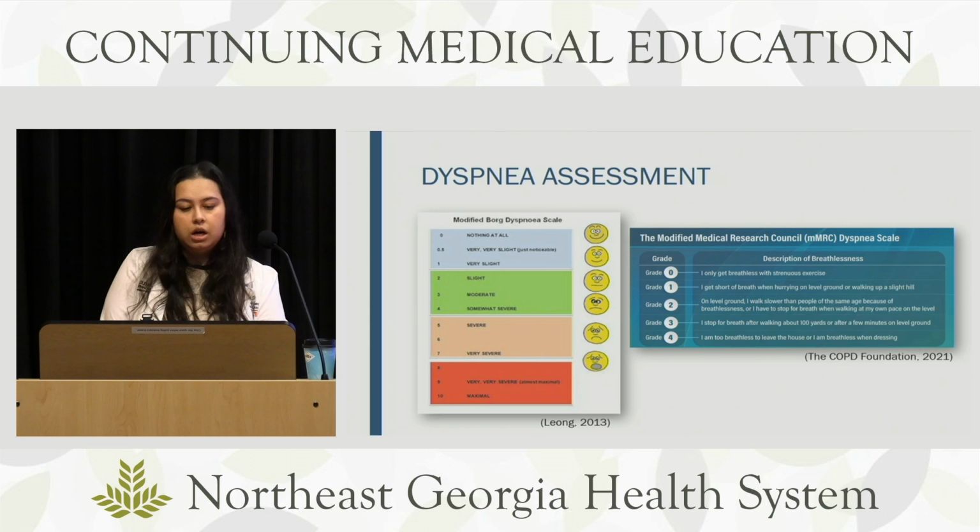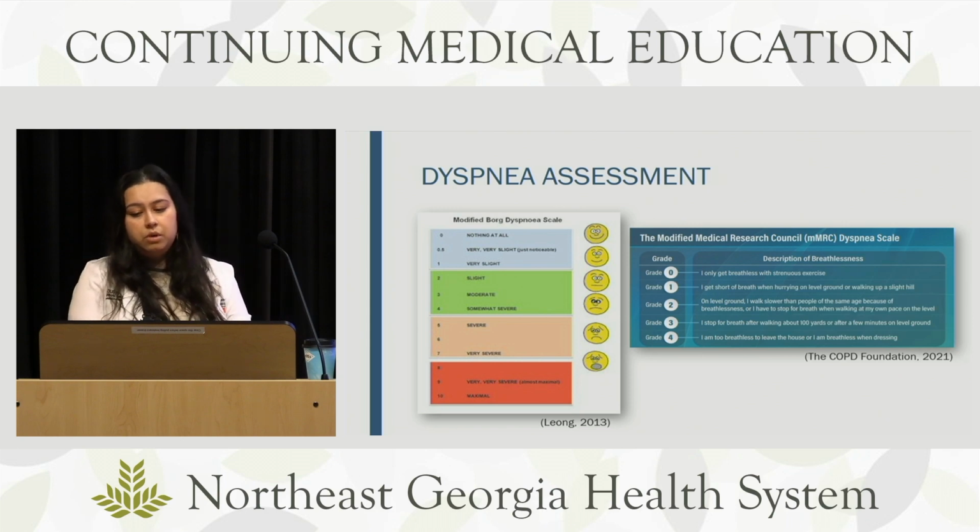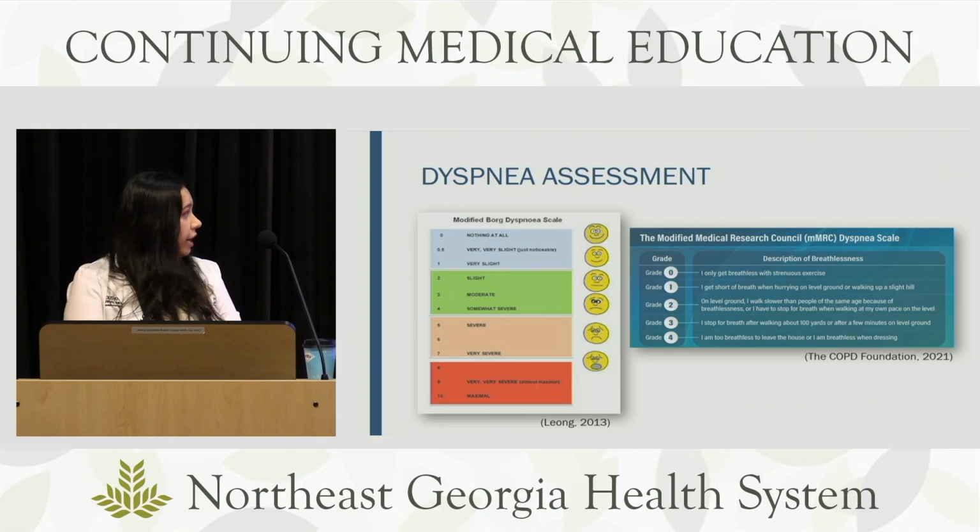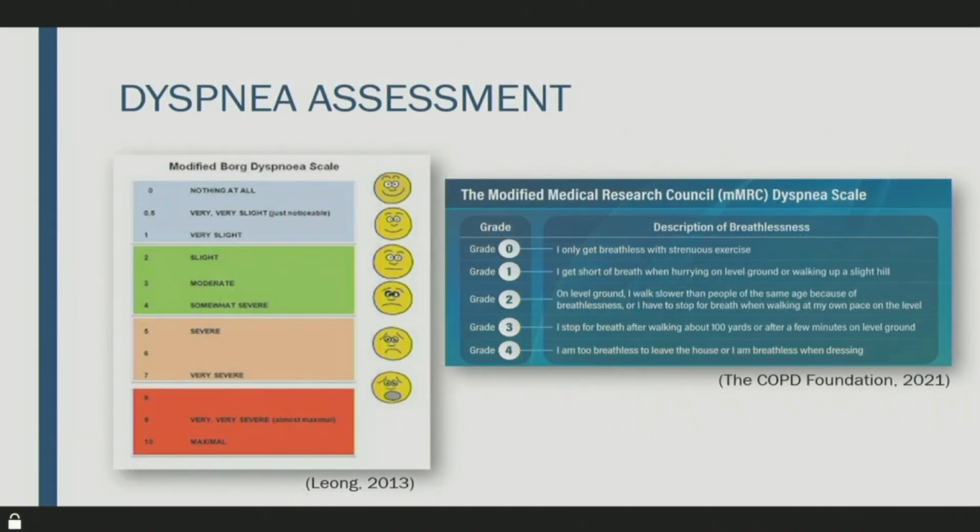How do you measure dyspnea? So you have your modified Borg scale. It's a 10-point scale of various symptoms, and then the patient just selects a point for what they think they're feeling at that time. And then the modified Medical Research Council scale, it's 5 statements, and then the patient selects which one is the closest to their situation.